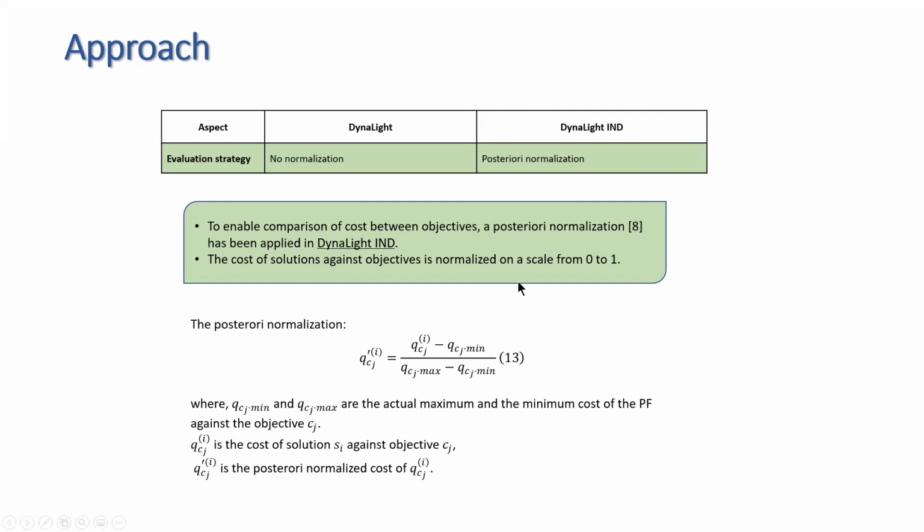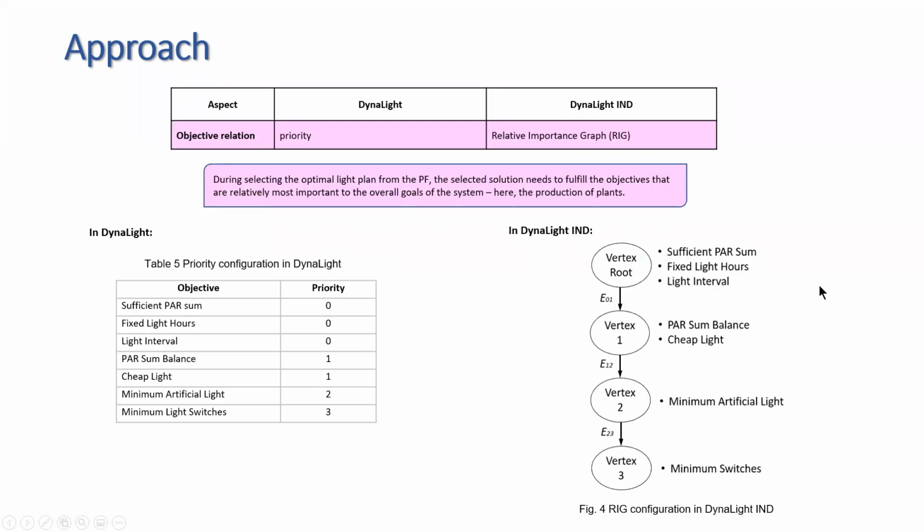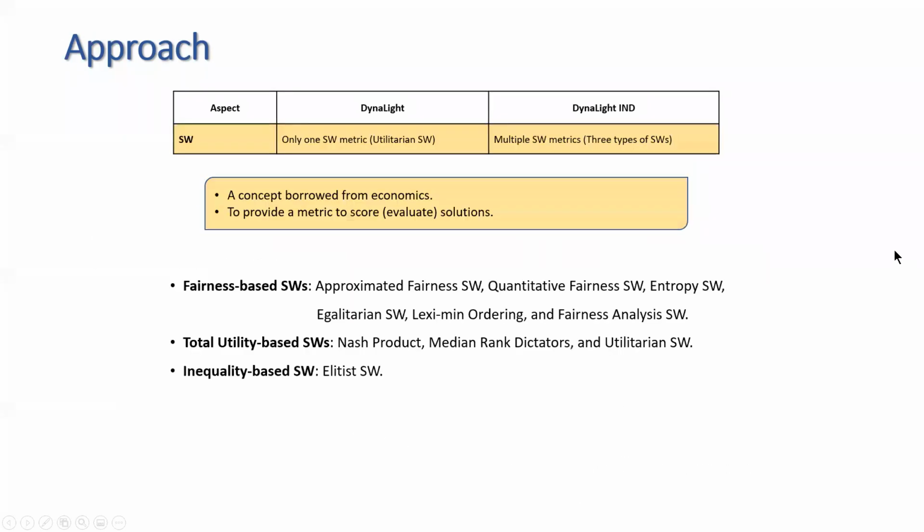So in the new version, this issue is solved by the post-normalization. But in the old version, it doesn't have any process for such an issue. And the next difference is about the relative importance relation description, which we just talked about. Then it comes to the social welfare matrix.